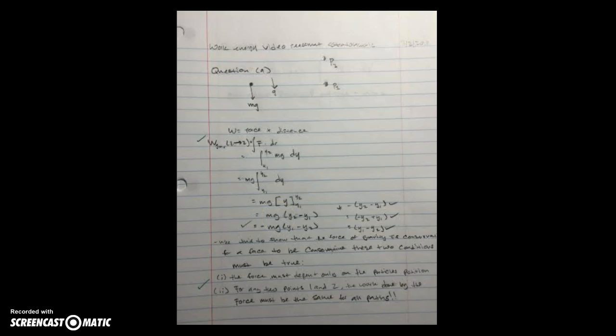I said negative earlier, but the negative sign doesn't come in until here, sorry about that. So now we have mg times y2 minus y1. We can take that negative sign outside and make it mg times y1 minus y2. And that's just h, the change between y1 and y2. Therefore, we prove that the work is equal to negative mgh.